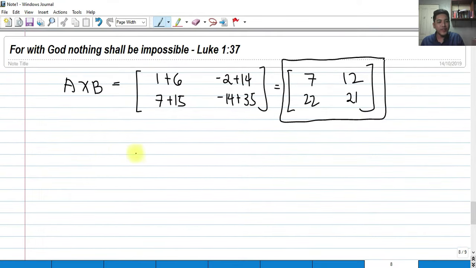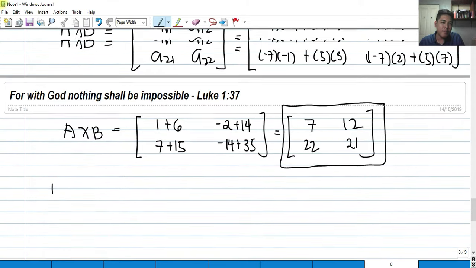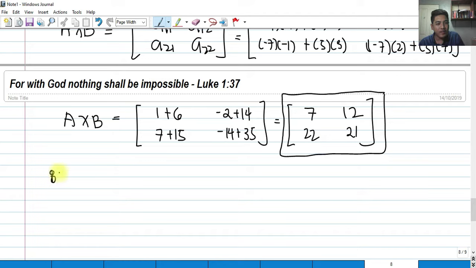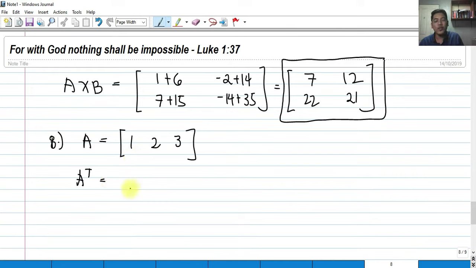So lastly for this video, we need to evaluate, this is number 8. If we are given a matrix 1, 2, 3, we need to evaluate what we call the transpose. This is A transpose of matrix A. So what the transpose does is interchange the columns and the rows.